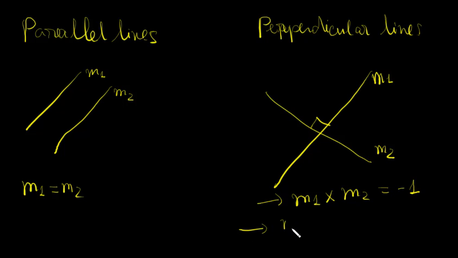In a fancy way, they are called the negative reciprocal of each other. M1 and M2 are negative reciprocals of each other. After this, I will give a little proof of why we have this formula, M1 multiplied by M2 equals -1.